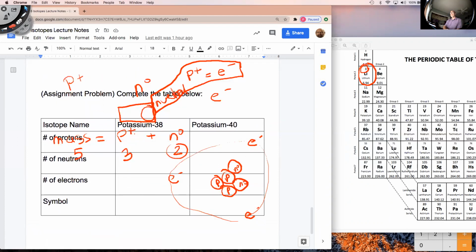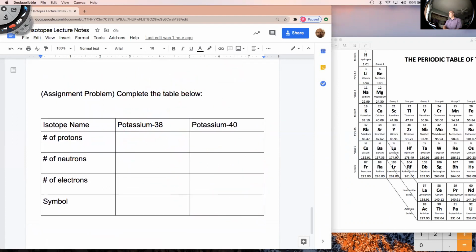So let's take our last little tidbit and we're going to be wrapping it up. So let's complete the table below. And we're going to complete the table by filling this up, which we should be able to do. So first off, we're working with potassium 38 and potassium 40. And we want to know the number of protons, neutrons, electrons, and the symbol. So how would we do that?